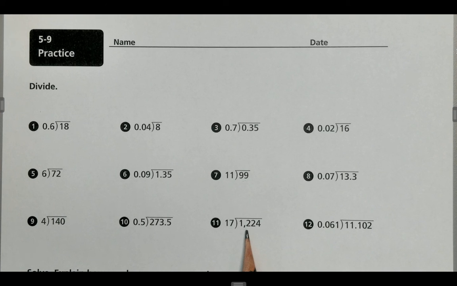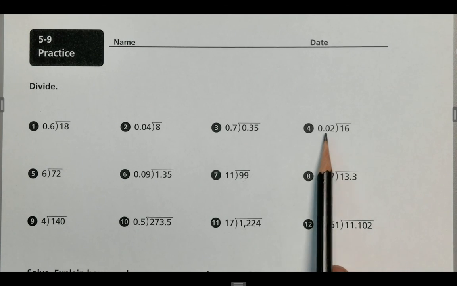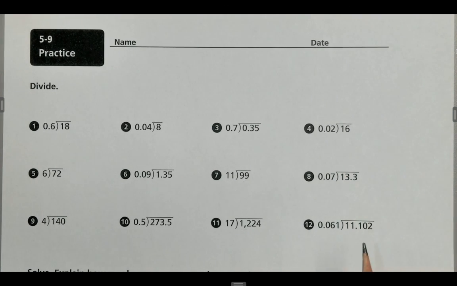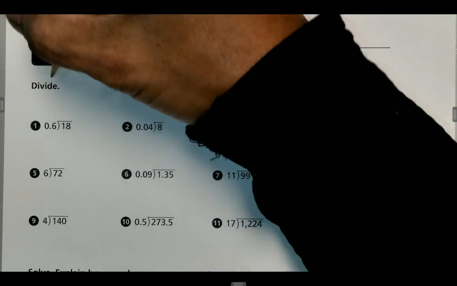Then we added our first twist. We looked at problems where you had a decimal point in the dividend, or in the number inside the bracket. And then we looked at problems where you had a decimal point in the divisor, or the decimal outside the bracket. And we're going to do a little bit of all of that today, along with some word problems at the end. So let's get started. On this page, I want to focus on numbers 9 through 15.